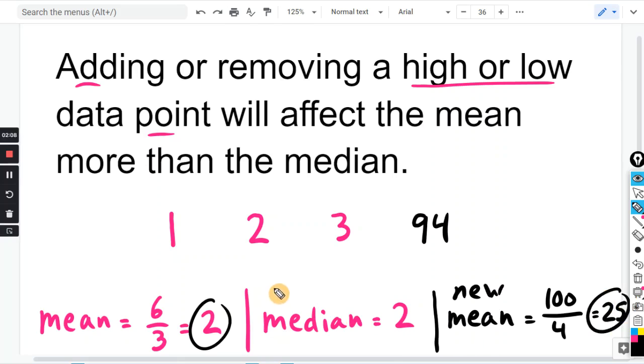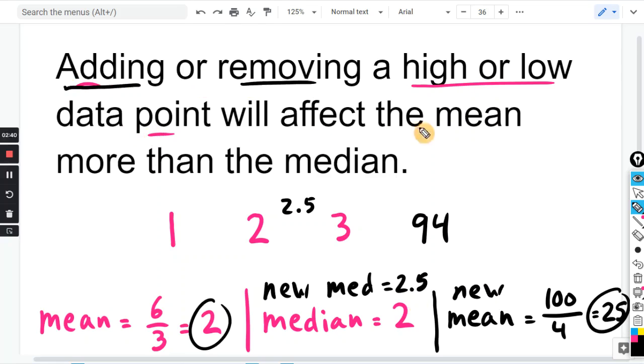But the new median is right in between. These are the two numbers in the middle. The new median is right in between 2 and 3, so it's just going to be 2.5. So the mean went from 2 to 25. It changed a lot, but the median only changed a little bit. Try to remember or write in your notes, when you add or remove a high or low data point, it will affect the mean more than the median. In other words, the mean will change much more.